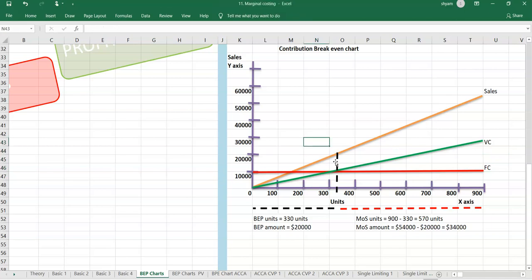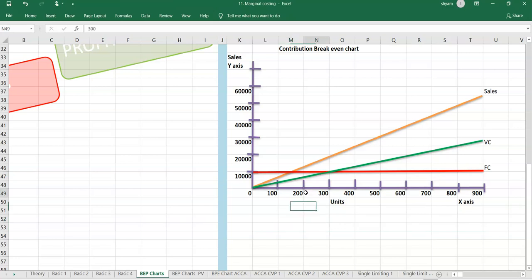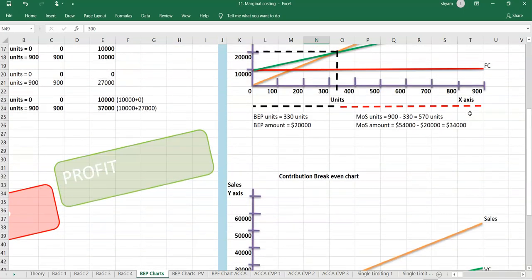What it essentially shows is what would be your contribution at various points. You can see that at 200 units your contribution is this number minus this number, or at 300 units it is 20,000 minus 10,000, or at 900 units it is 54,000 minus 27,000. So at various units you can see what's the contribution. So that is one idea.